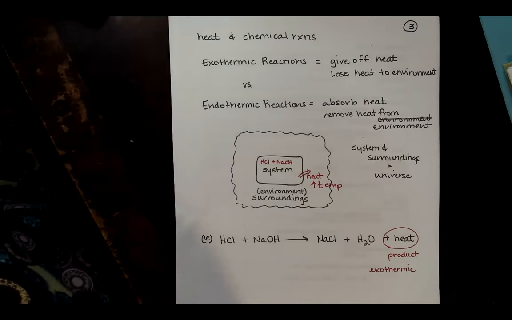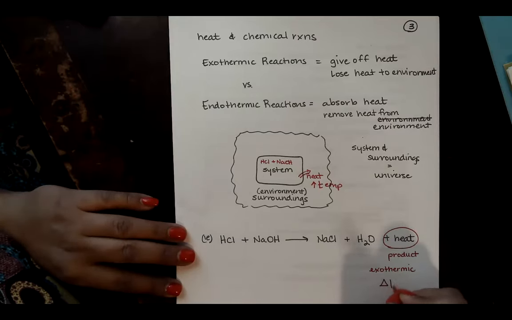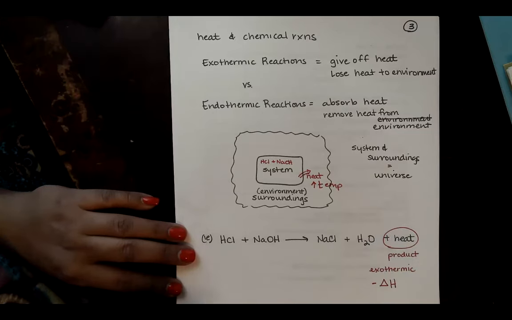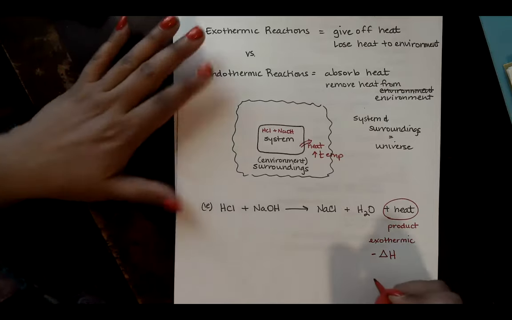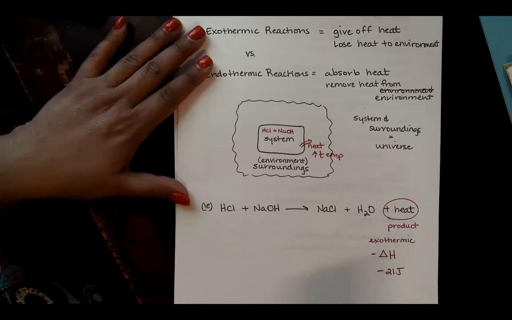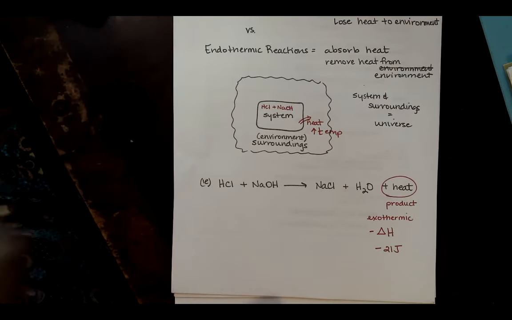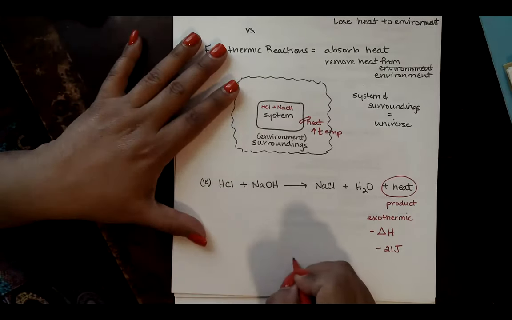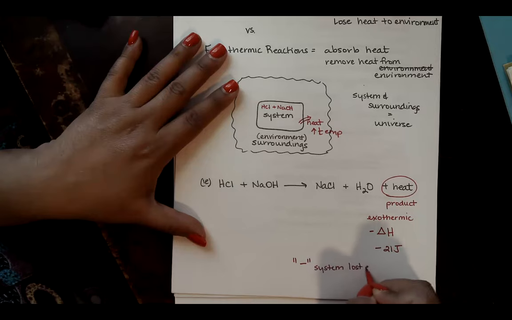When we quantify changes in heat, we would say that the delta H of this system is negative. So let's say that we measured the change and we quantified it, and it turned out to be something like 21 joules. We would say that the amount of energy generated is actually negative 21 joules. But in this case, the negative sign does not mean below zero. What the minus sign is indicating is that the system lost energy.